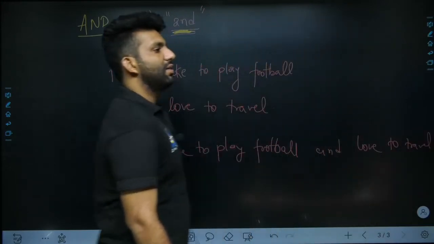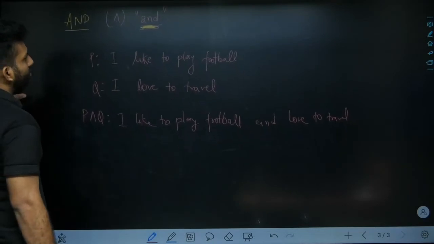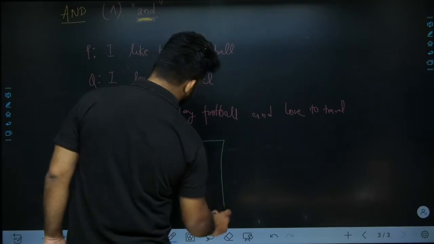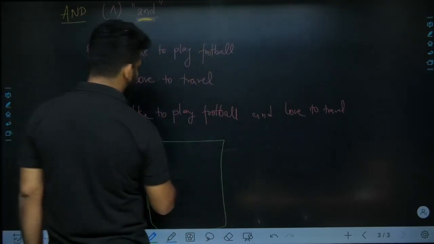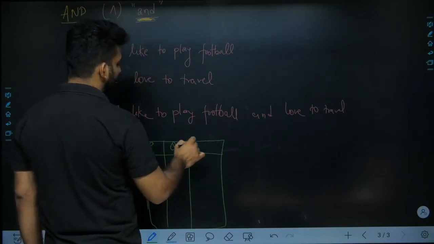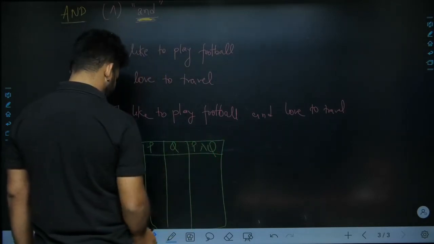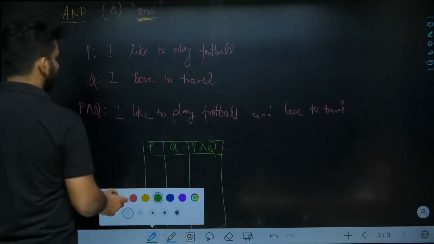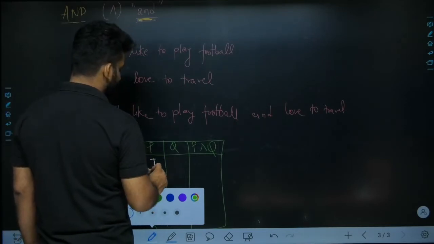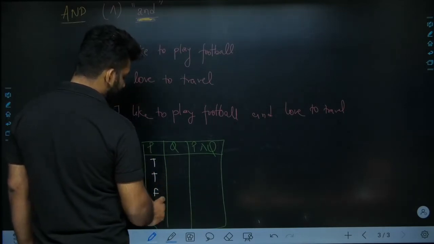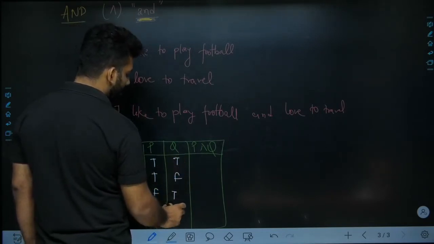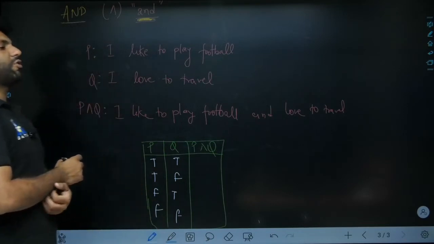Let's understand its truth table. You have already used it many times, so let's see what will be the value now over here. Okay, if I say this is P, this is Q, and then I'll be talking about P and Q. Okay, let's say if its value was true, false, false. If its value is true, false, true, false, then what will be the value of P and Q?